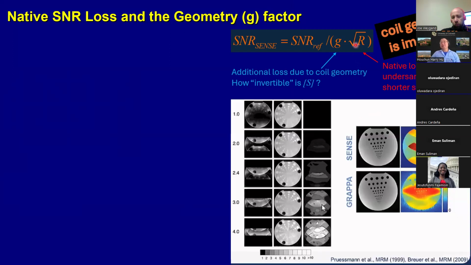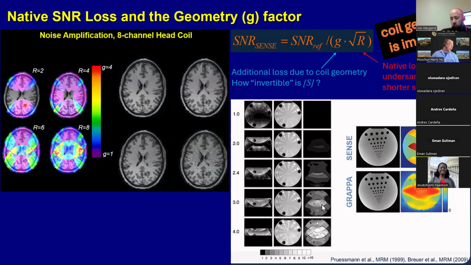So in addition to the native loss of SNR due to acceleration, you're losing an additional 2.5-fold SNR because of the geometry. And this is purely the lack of ability of the coil sensitivity profiles from the different elements to reconstruct or unalias the image. And again, in the in vivo examples I'll show later, you'll see that you often see image artifacts in the middle.